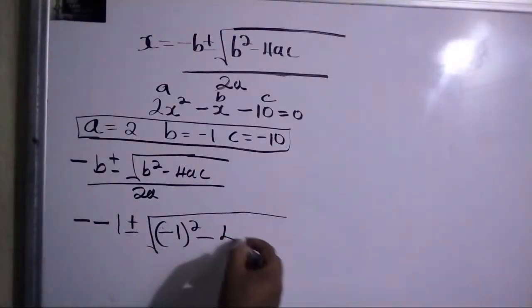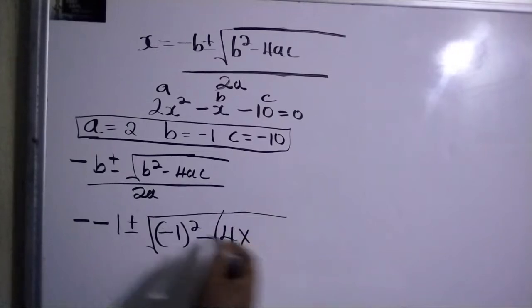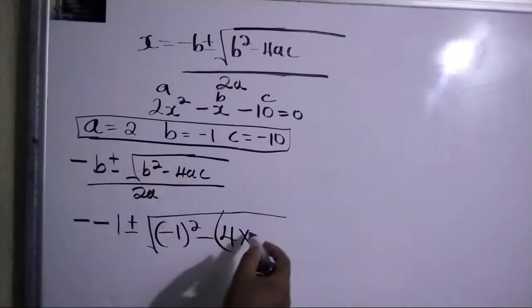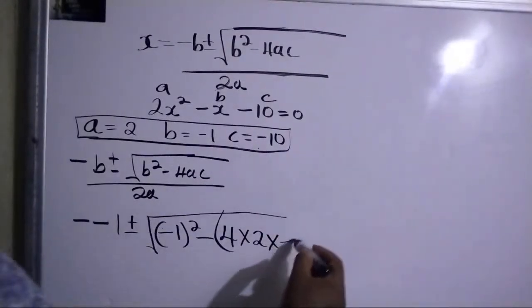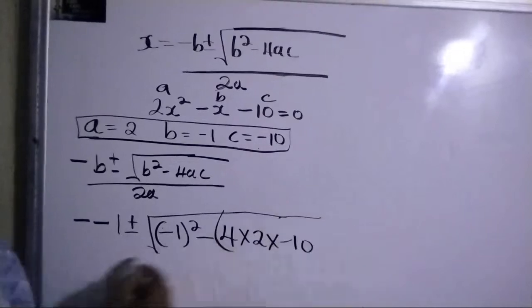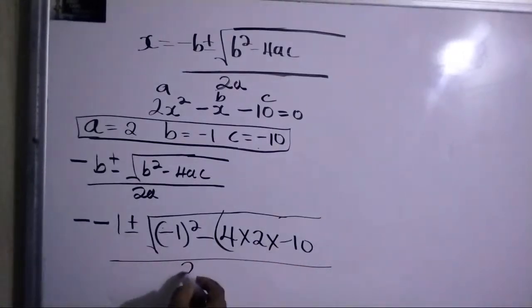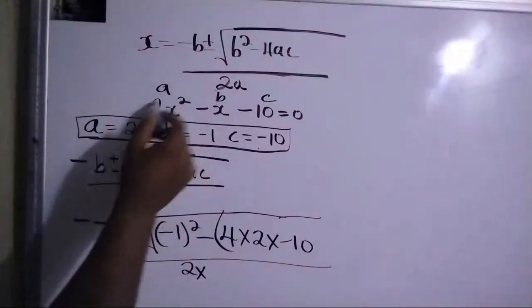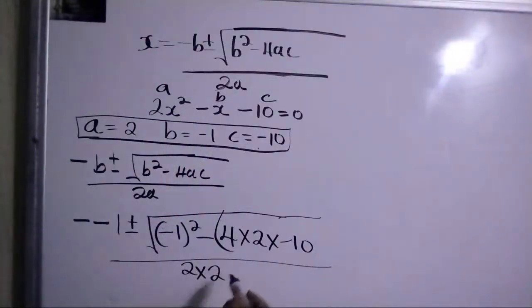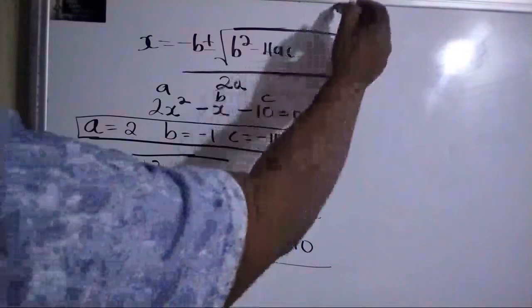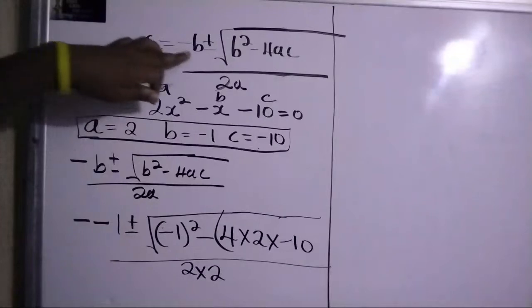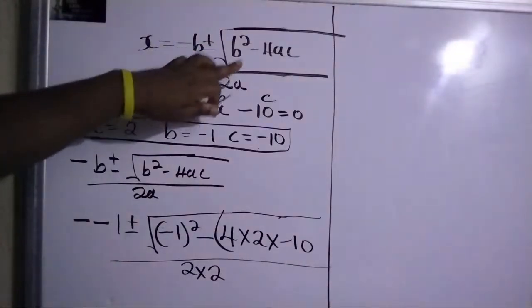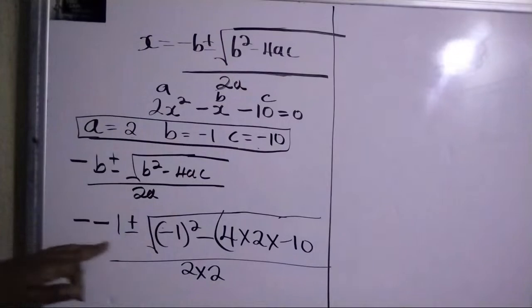Minus 4 times a, you can put this in brackets. What's the value of a? A is 2, so you put 2 there, multiplied by c, which is -10. And then all over 2 times a, the value of a is 2, so it will be 2 times 2. So all we did was substitute the values in this equation: x equals minus b plus or minus the square root of b squared minus 4ac. So what we're going to be doing now is to compute.